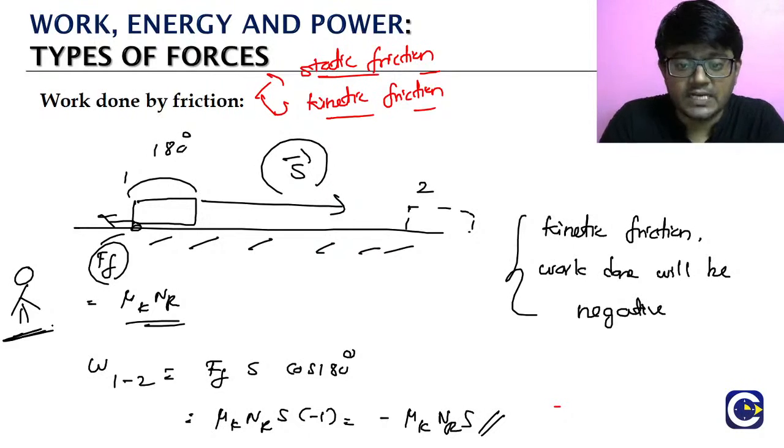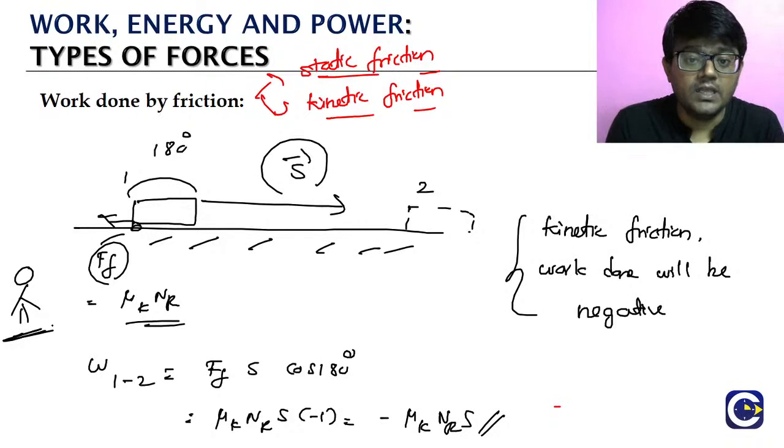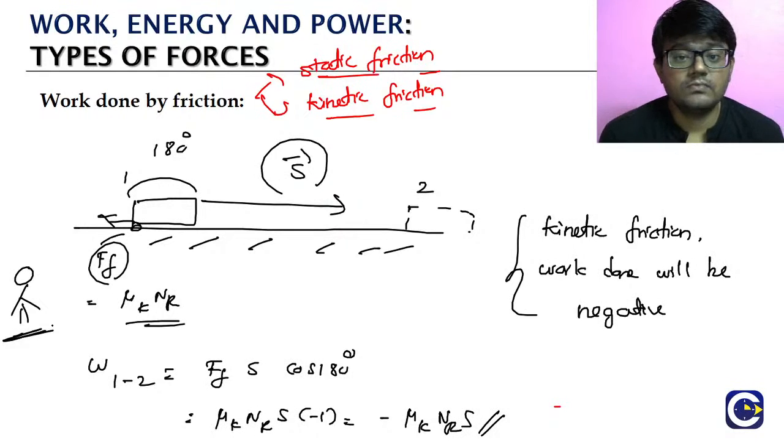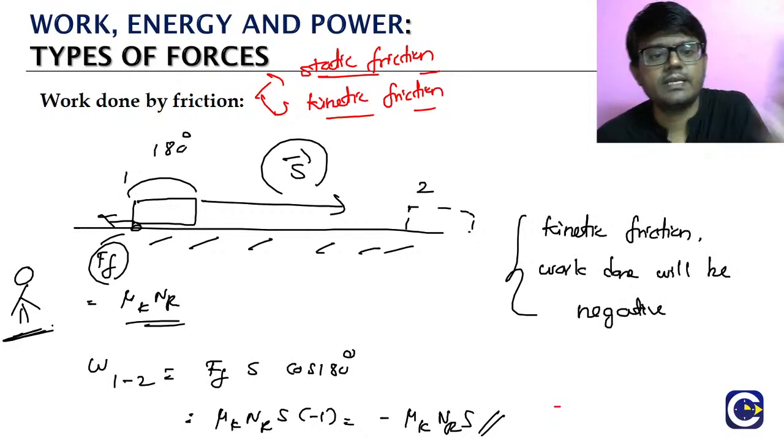In case of kinetic friction, generally we'll say what? The work done by the kinetic friction is negative. But we should keep in mind that work is always dependent upon the observer. So the same kinetic friction can also be observed as positive work or as zero work. It depends upon who is the observer. Okay, this is about the work done by the friction.